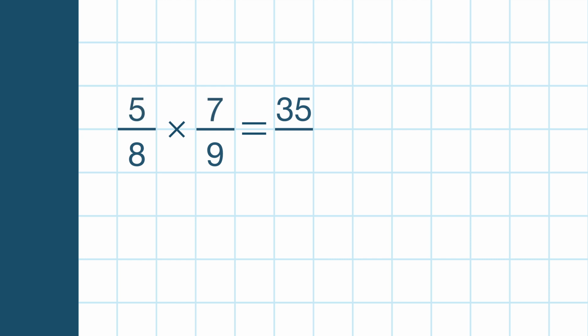Now it's your turn. Let's multiply 5/8 times 7/9. Let's work through it together. First, multiply the numerators. What is 5 times 7? It's 35. Now multiply the denominators. What is 8 times 9? Yes, 72. So 5/8 times 7/9 equals what?